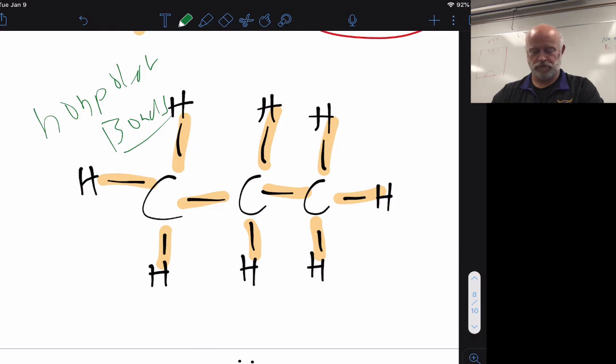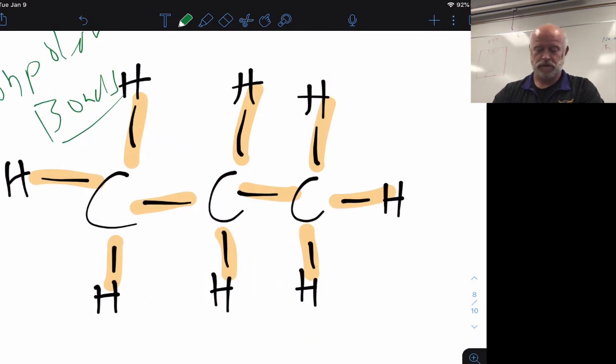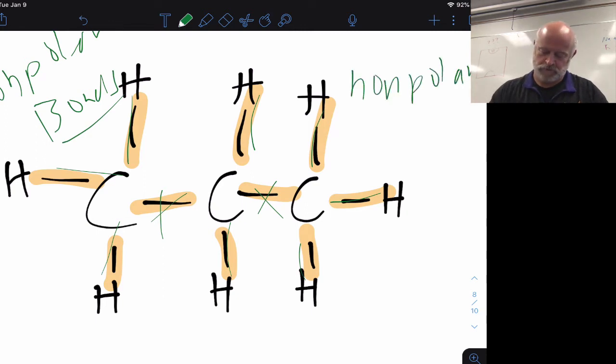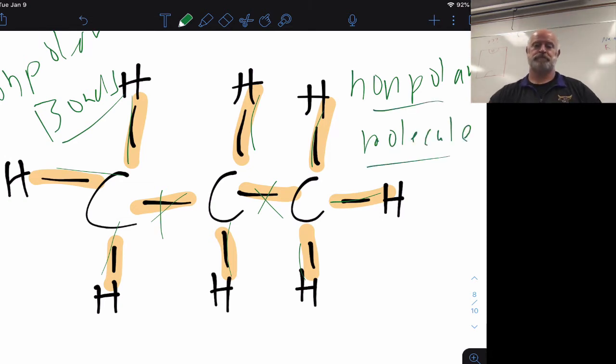So all my bonds are nonpolar. I don't have any unshared pairs of electrons on this. And everything is symmetrical too, right? We have all these hydrogens on the outside. In here, these are all nonpolar, nonpolar. There's nothing here to create polarity, okay? So because we have all nonpolar bonds, because there's no unshared pairs of electrons, because we have symmetry, this molecule is definitely nonpolar. So we have a nonpolar molecule here. All right, let's go on to our next one.